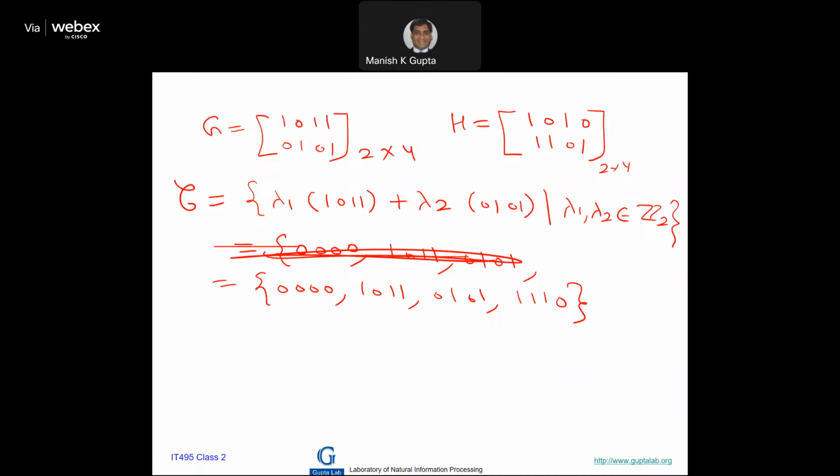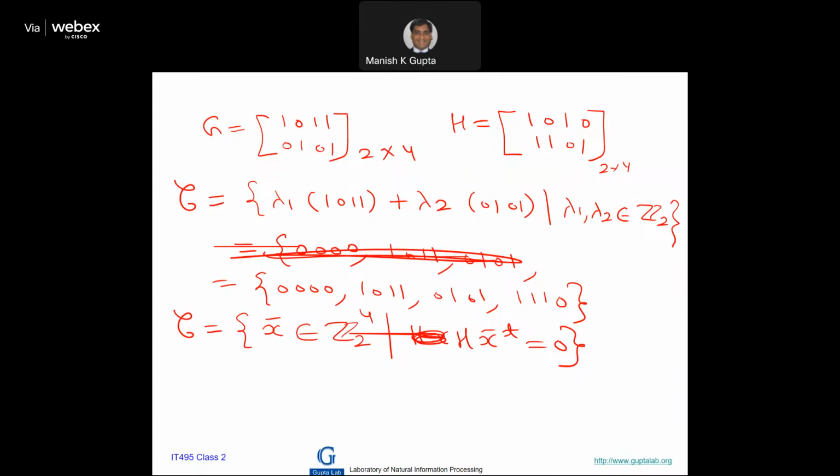So let me see. I want to check whether C is basically all those vectors X such that HX transpose is equal to 0. I want to find these vectors X such that HX transpose is equal to 0 and see what happens. If we are getting C, then everything is fine, right?